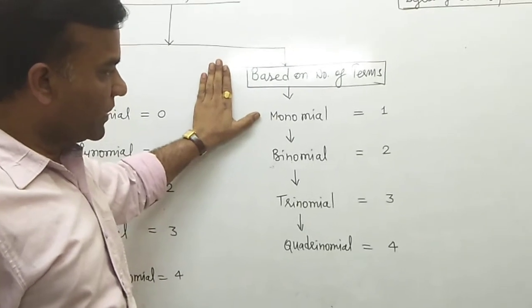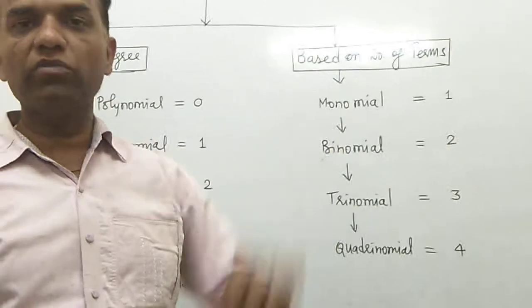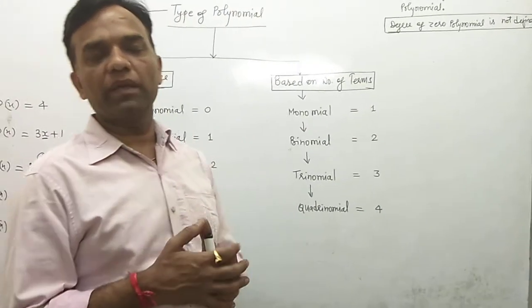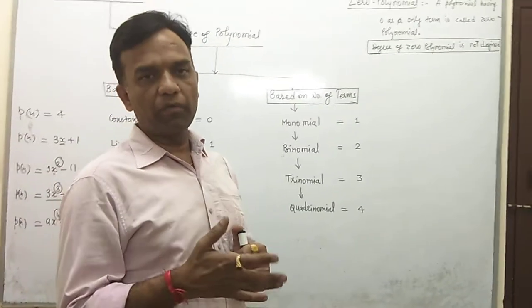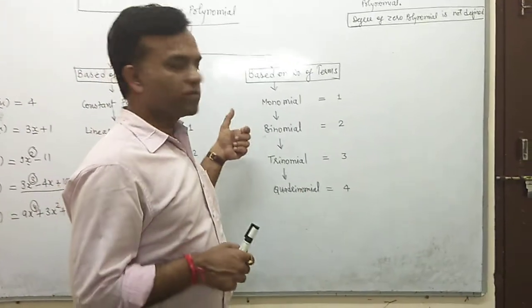And the second part is based on number of terms, like monomial. Monomial means you count the terms. Here you do not count the variables, how many variables are given, or their degree; that is not compulsory. You only count the non-zero terms.